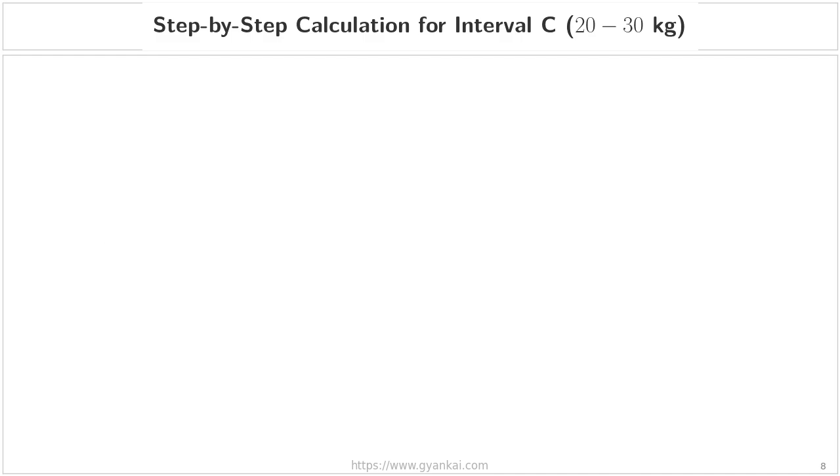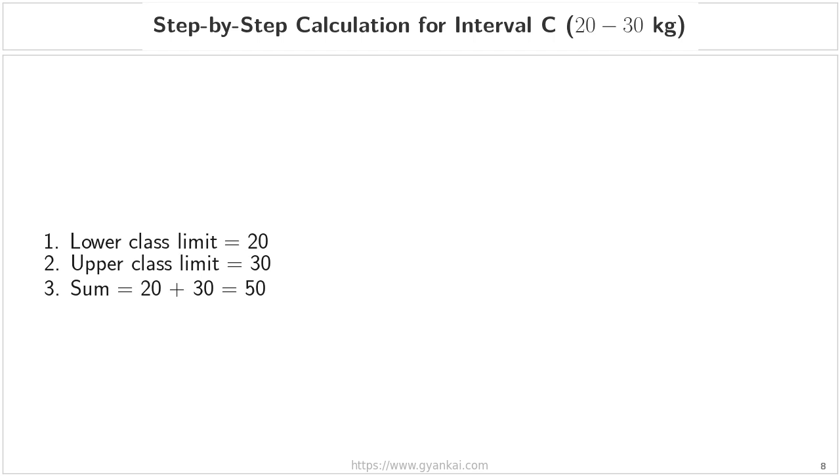Step-by-step calculation for interval C, 20 to 30 kg. Now, let's apply that same logic to our final interval, which is interval C, ranging from 20 to 30 kilograms. First, we identify our lower class limit, which is 20. Next, we look at our upper class limit, which is 30.